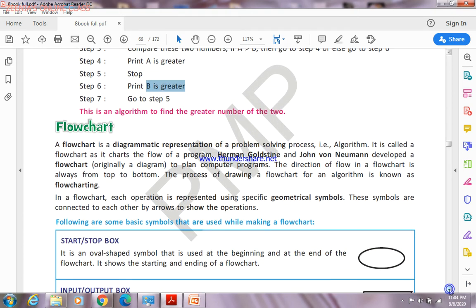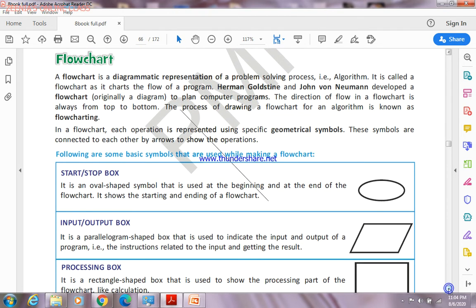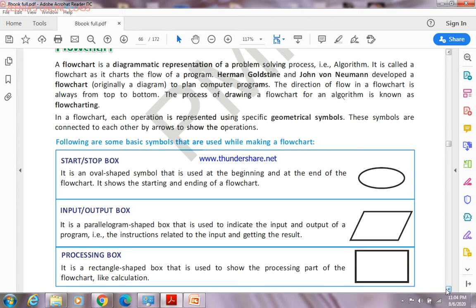Then is flowchart. Now flowchart is a diagrammatical representation. Underline this definition part. It is a diagrammatical representation and it is also called a flow of a program. क्या प्रोग्राम किस प्रोसेस को फॉलो करता है, पहले स्टार्ट कहाँ से होगा, उसमें लॉजिक क्या है. For everything we have diagrammatic symbols. See, and please underline it that Hermann Goldstine and John von Neumann, these are the two persons who developed the original flowchart. So it helps to plan the computer program.